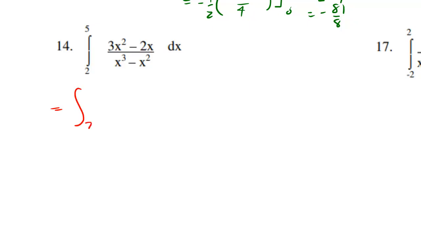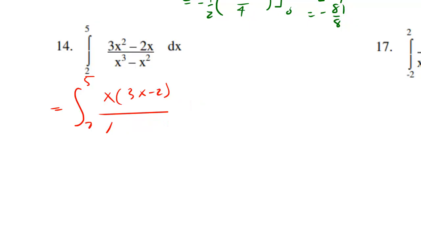Let's simplify this one. That's at least what my gut says we should do. I've got a 3x squared. I'm going to pull an x out of up top here. We've got 3x minus 2. And then I'm going to pull an x squared out from below. And I have an x minus 1 dx. No, actually, this is much easier.